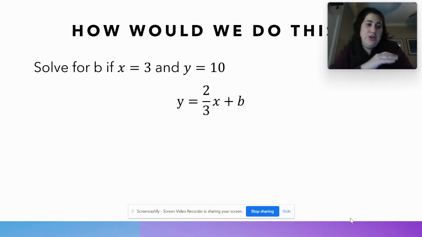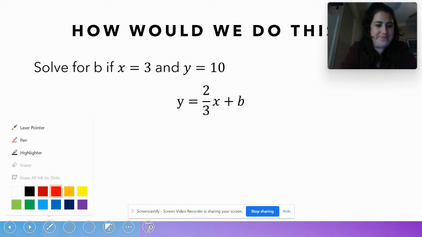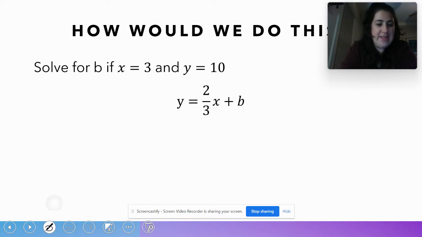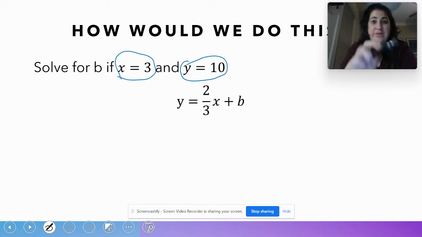In your notebook, you should pause the video, write down the problem, and then we're going to do this. Okay, so let's get started. The very first thing that we want to do is substitute in our known values for x and our known values for y. So we have two numbers, two variables that we're going to substitute into that equation.